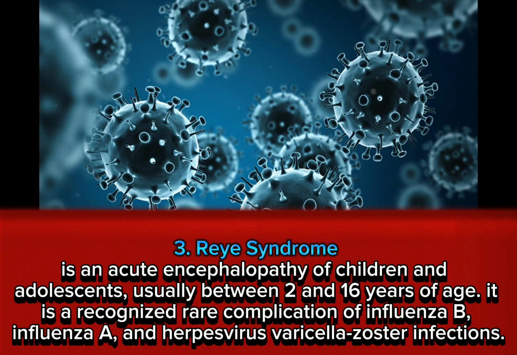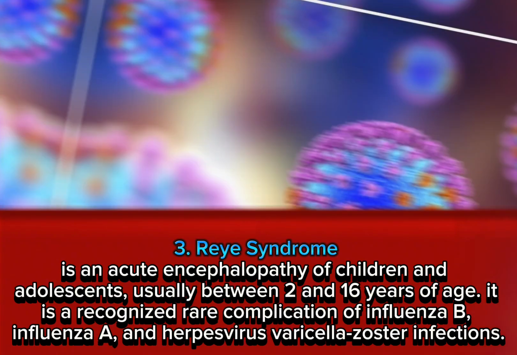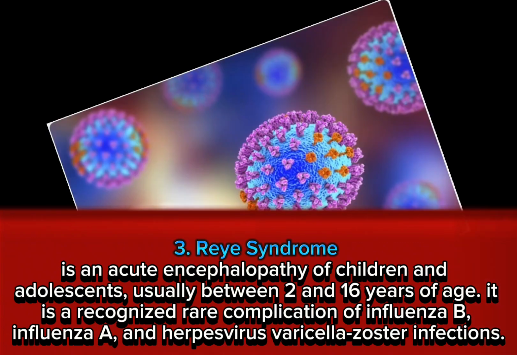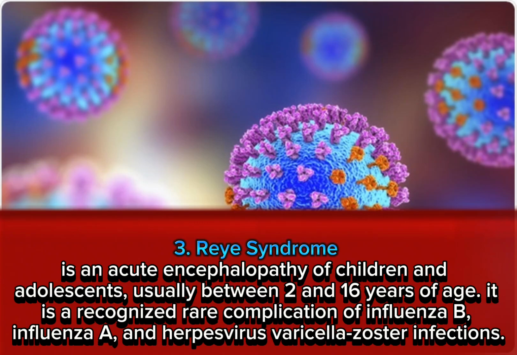Reye syndrome is an acute encephalopathy of children and adolescents, usually between 2 and 16 years of age. It is a recognized rare complication of influenza B, influenza A, and herpes virus varicella zoster infections.